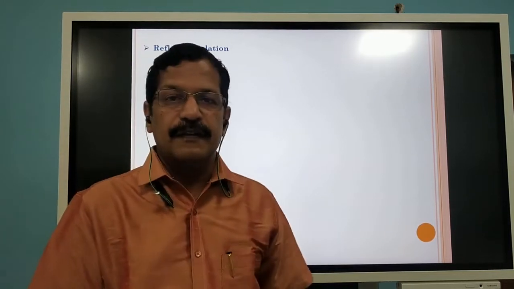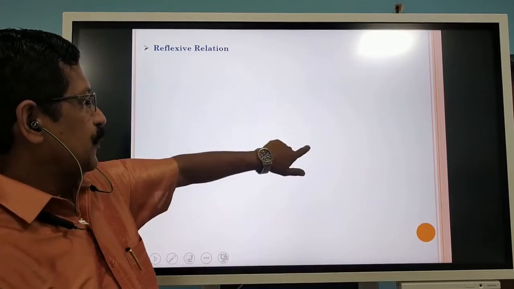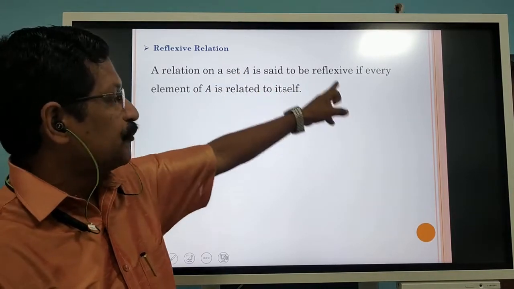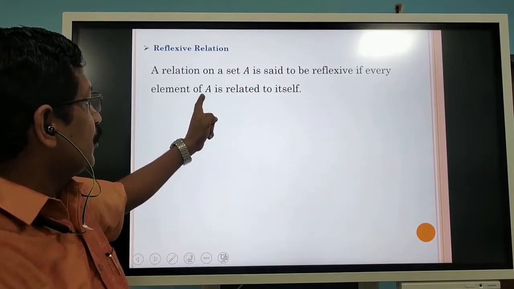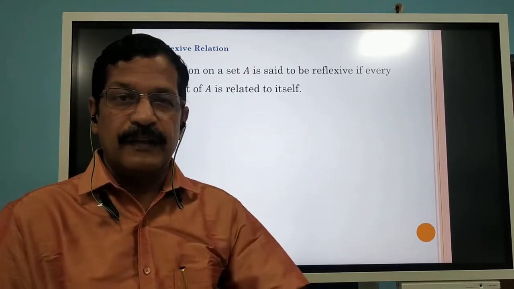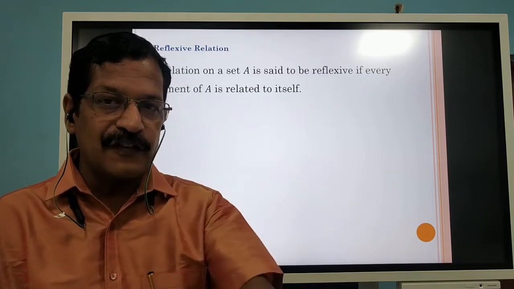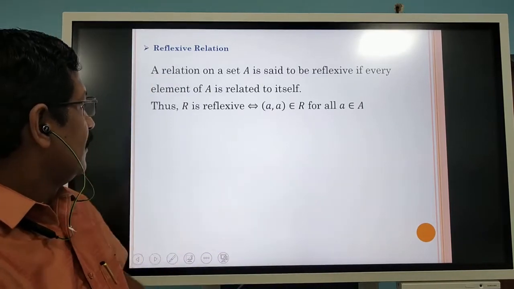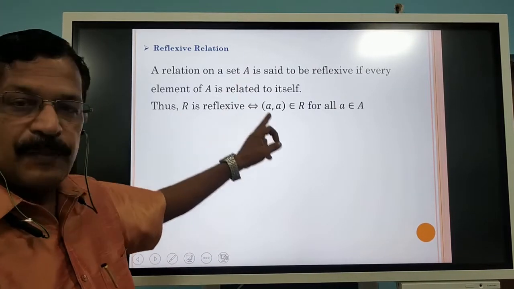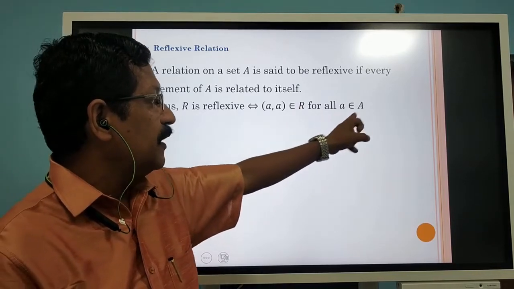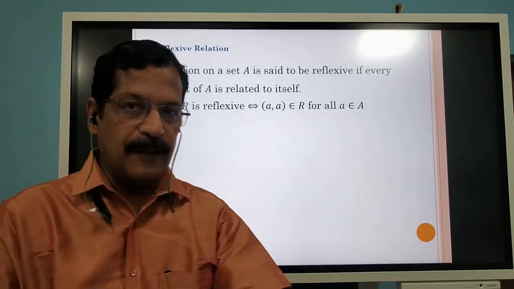Next, we have to discuss an important relation that is called a reflexive relation. What is a reflexive relation? A relation on a set A is said to be reflexive if every element of A is related to itself. If every element of A is related to itself, then the relation is called a reflexive relation. Thus, R is reflexive if and only if the ordered pair (a, a) is an element of R for all a in the set A.